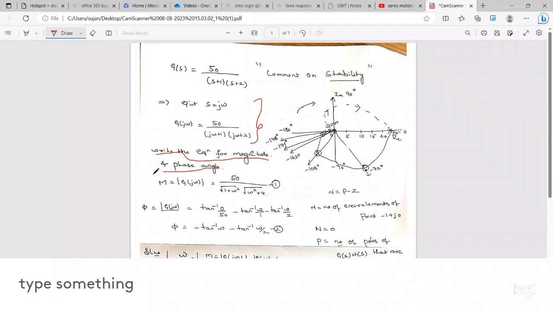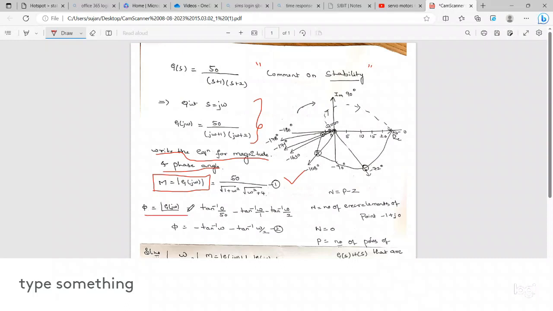Okay, the magnitude plot equation is, this is the equation. That is the magnitude of G of j omega. For 50, this is 50 all divided by root of (1 plus omega square), since j square is 1, into (4 plus omega square), where 2 square is 4. This is the magnitude equation.